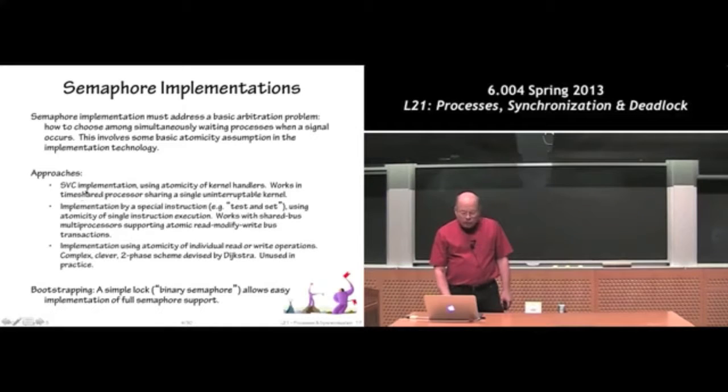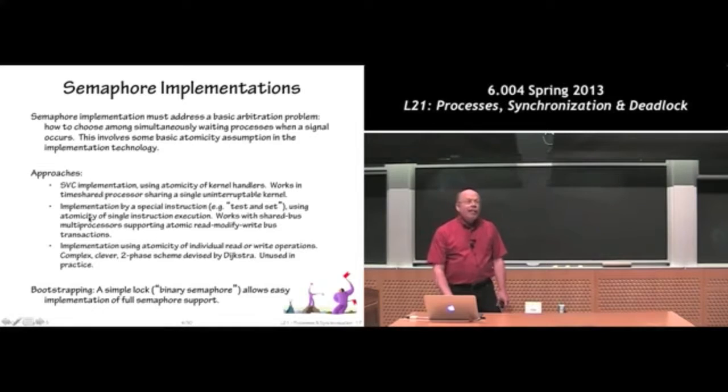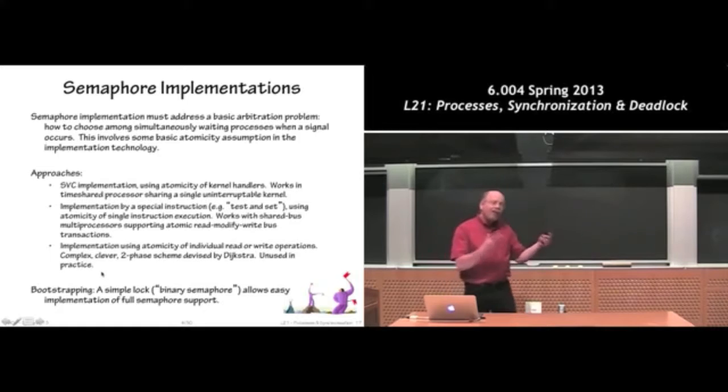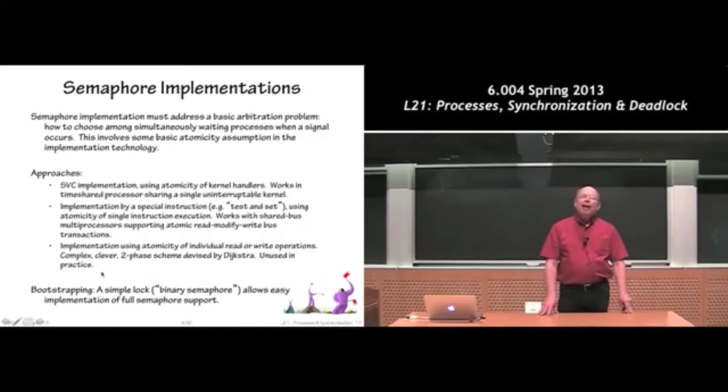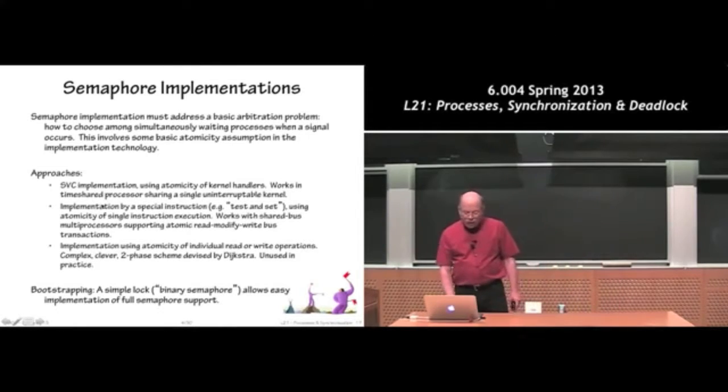So we have a couple of schemes. We can implement them in a kernel's supervisor call, which has the advantage that once you get in the kernel, no interrupts can happen, only the kernel is running. So that's a very simple way to guarantee atomicity from the user's program point of view. We can add an instruction to the hardware, which I'll show you in a second. Or there's actually a clever way just using reads and writes to memory, but it's never used in practice. So it's usually one of these first two implementations, a kernel call or a special test and set instruction.